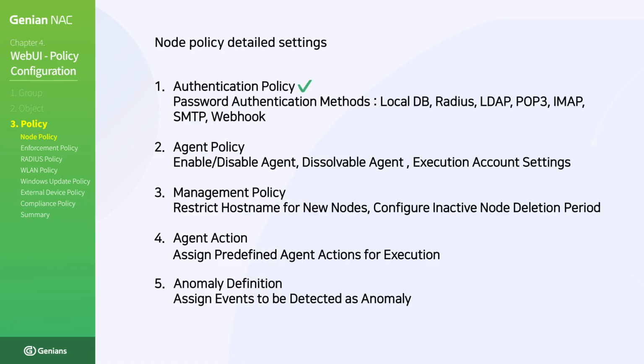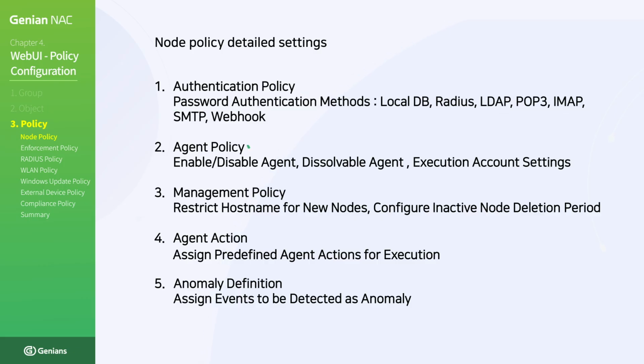Authentication policy. This section defines the authentication method for endpoints. You must choose between host authentication or password authentication. If you select password authentication, you can choose one or more methods, including local database, RADIUS, LDAP, POP3, IMAP, SMTP, or webhook.